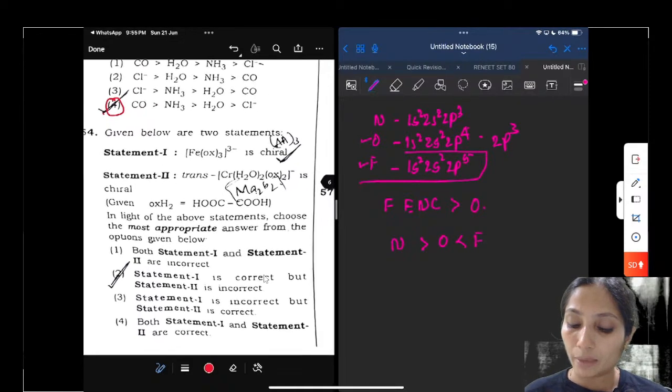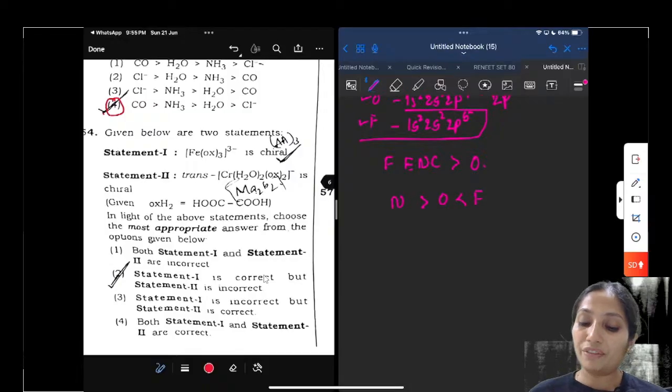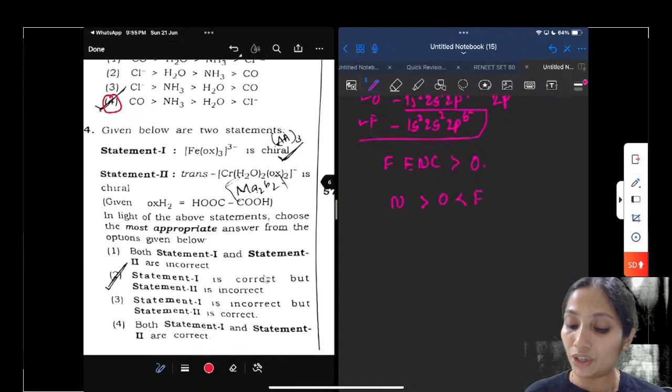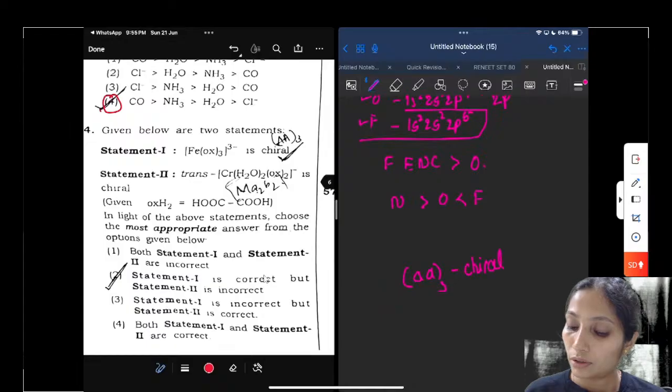See, statement 1: [Fe(ox)3]3- is chiral in nature. So is it correct? Yes, it is chiral in nature. Is it superimposable on its mirror image? It forms like bidentate ligands of type AA3. They form chiral compounds. So this is correct. Statement 1 is correct.